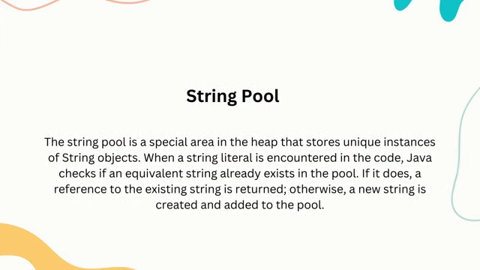The string pool is a special area in the heap that stores unique instances of string objects. When a string literal is encountered in the code, Java checks if an equivalent string already exists in the pool. If it does, a reference to the existing string is returned, otherwise, a new string is created and added to the pool.